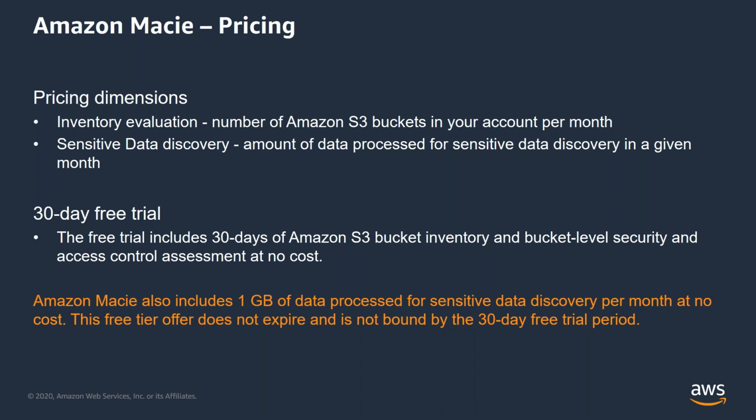The second dimension of pricing is around sensitive data discovery, which is tied to the volume of data, or the amount of data that is processed for the sensitive data discovery in a given month. So as customers can control and create jobs for inspection, and as Macie goes in and inspects these objects based upon the supported file types and the supported data objects, that is what is considered into the sensitive data discovery dimension. So those are the two pricing dimensions that are now in the Macie pricing.